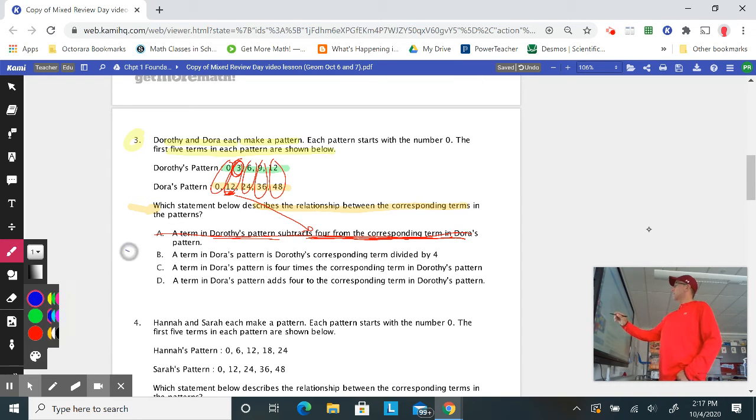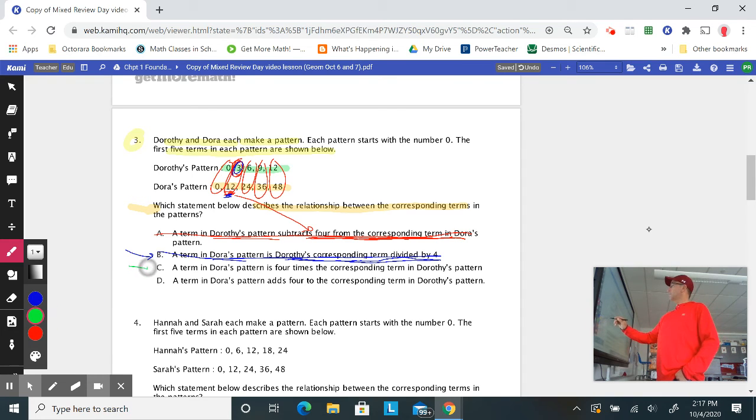Let's go to B. A term in Dora's pattern. So Dora's pattern is the one at the bottom, the term down here like 12, is Dorothy's corresponding term divided by 4. So you have to go to Dorothy's term divided by 4. Dorothy's term is a 3. If you divide it by 4, 3 divided by 4 is 3/4. It's not 12. So that can't be right.